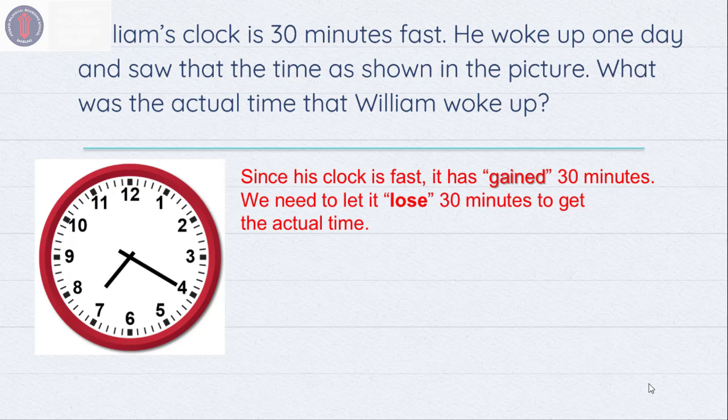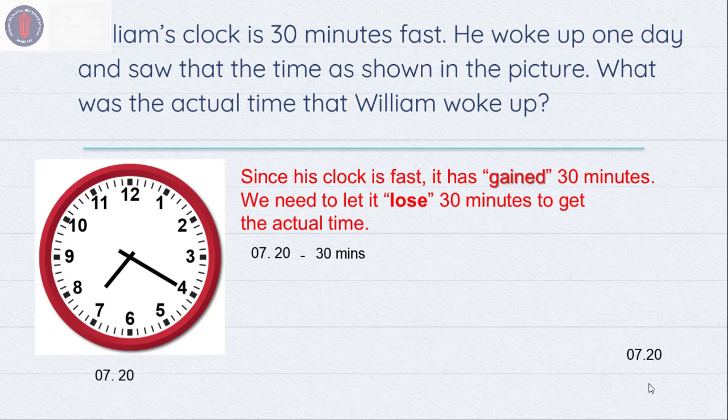Yes, if it is fast, we need to lose it. So we need to subtract it. So it is 7:20, or 20 past 7. So we just have to subtract 30 minutes from 7:20. We can use the timeline, but this time it will be backward.